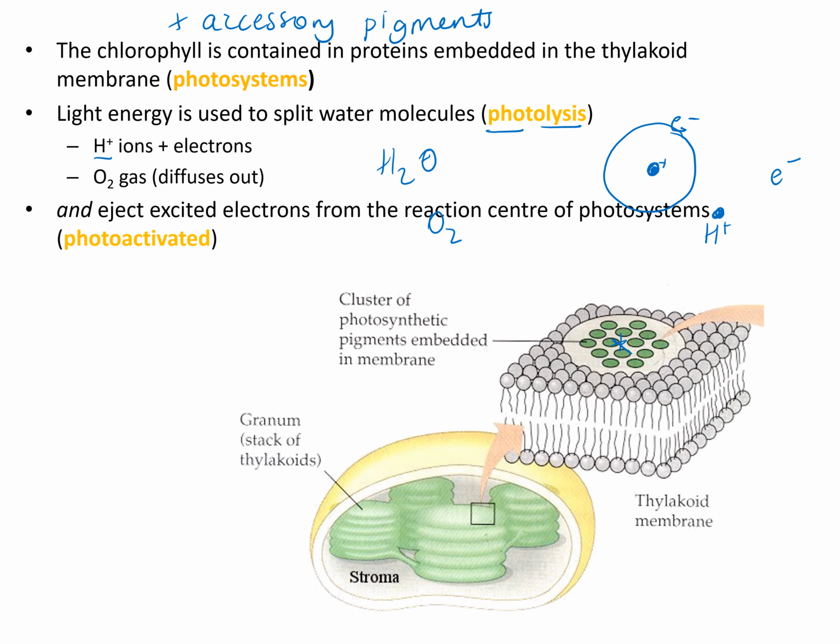And the other thing that light energy is used to do is to eject an electron from the center of this photosystem. So an electron leaves because it's absorbed energy from the light incoming here. And we say that it's photoactivated at that point.